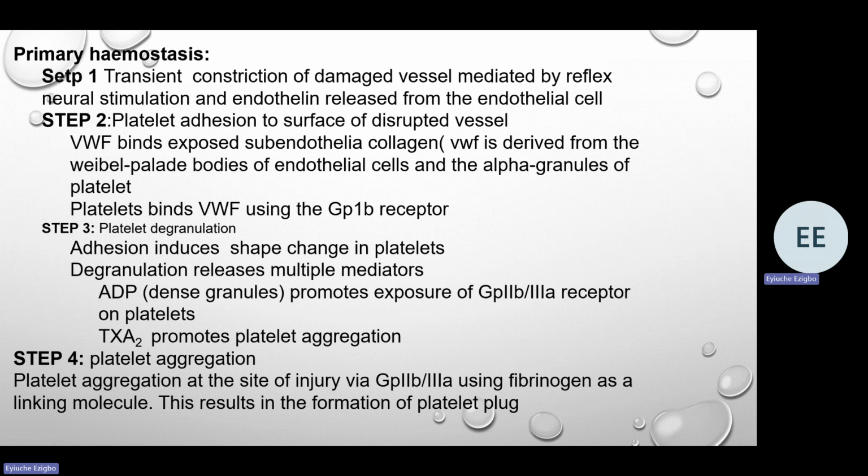So in the next step, step 4 of primary hemostasis, we have platelet aggregation. Platelets aggregate at the site of injury via the glycoprotein 2B3A complex, using fibrinogen as a linking molecule. This results in the formation of the platelet plug.